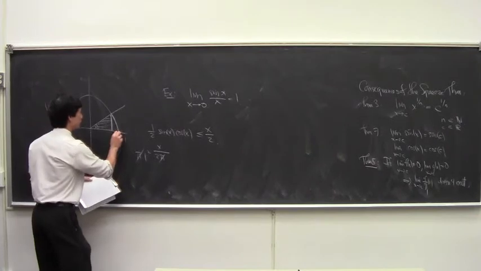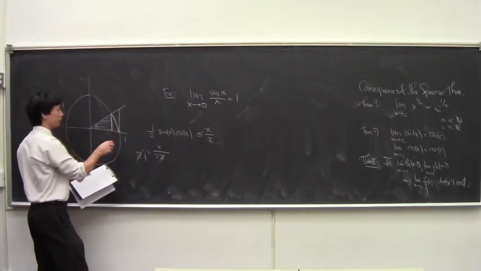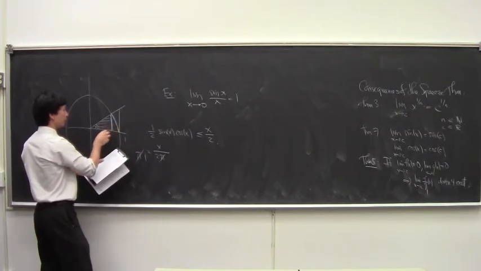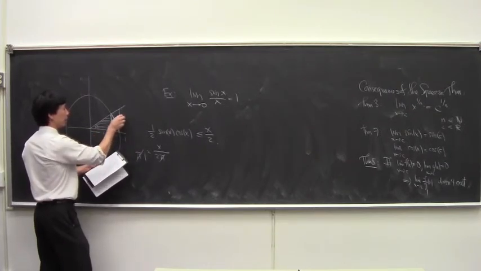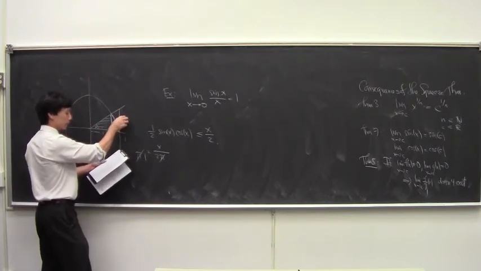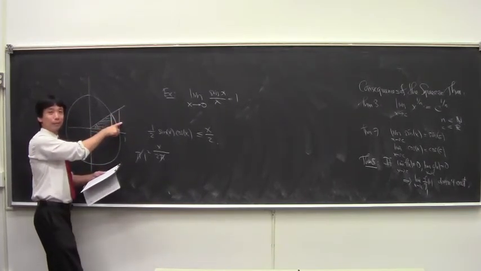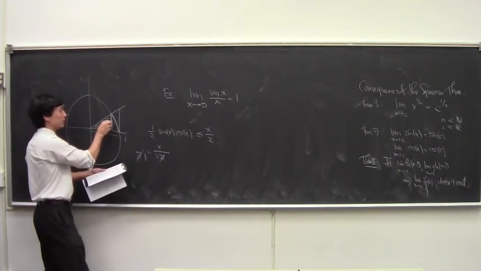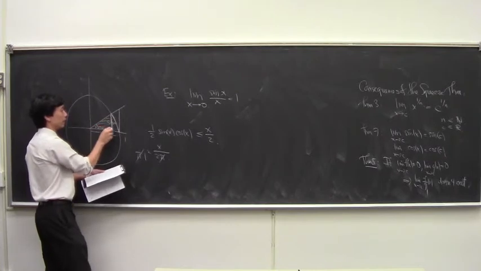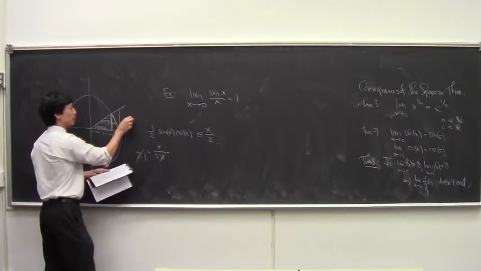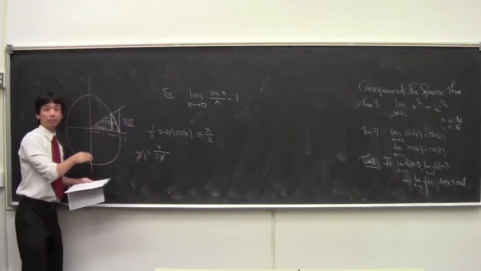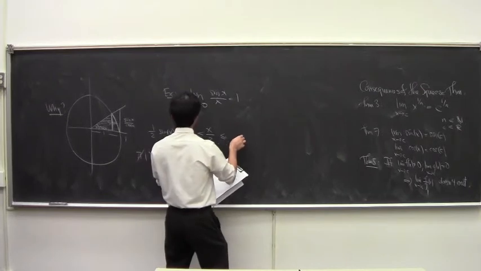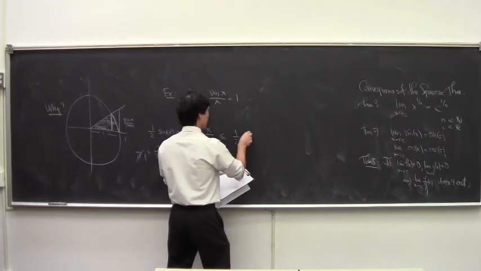Now I'm going to put in another triangle. This length here is 1, and the length here is what? Can anyone see this quickly? If not, I'm just going to tell you. By similar triangles, because this is sine and this is cosine, the length here must be sine x over cosine x. So we know that the area of the big triangle is 1/2 sine x over cosine x.